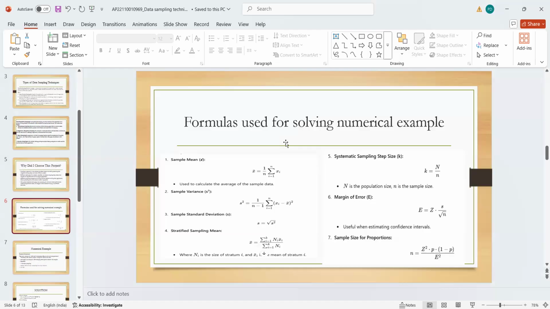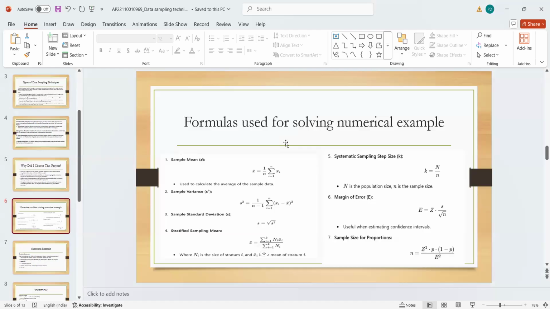Stratified sampling mean, x bar, equal to summation of i equal to 1 to k of Ni into xi bar, divided by summation of i equal to 1 to k of Ni. Ni is the size of the stratum. xi bar is the mean of stratum i.